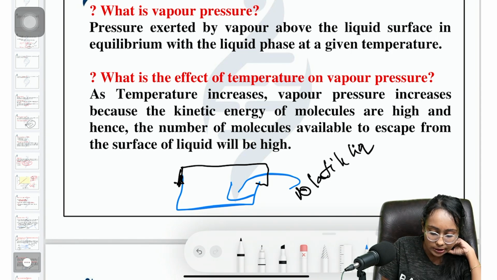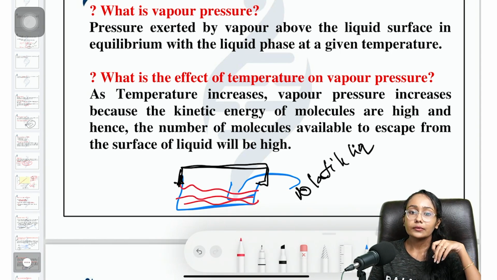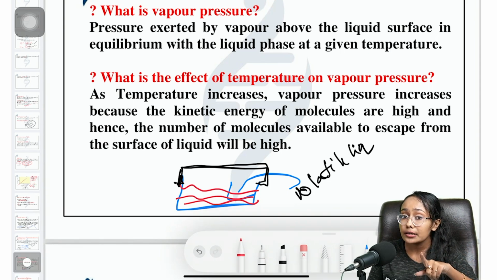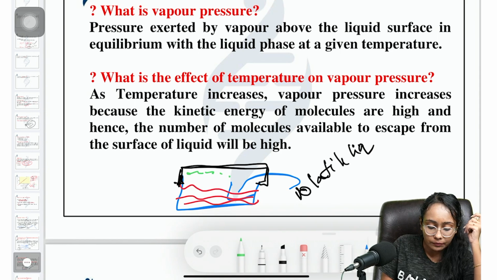I've already sealed this container, and I've filled it with volatile liquid, right? Here is a volatile liquid. What will happen? Volatile liquids have a tendency to evaporate, right? So it will obviously form vapors here.